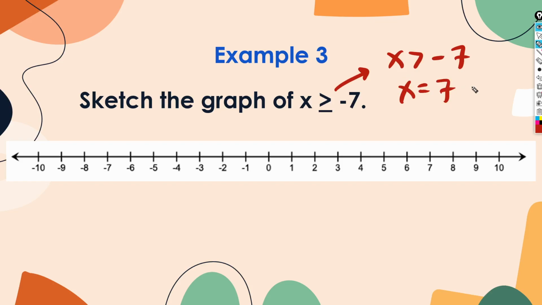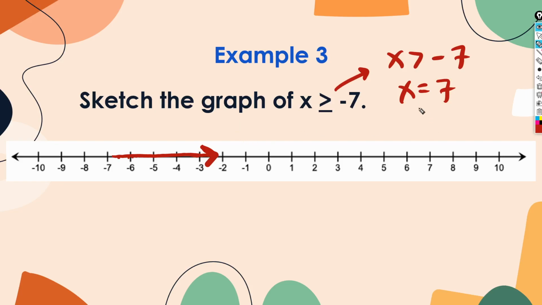So, ang tanong, pwede ka bang maging negative 7? Will you satisfy this inequality? And the answer is yes. Could you be greater than negative 7? Yes din. Which means, etong mga points na ito, greater than negative 7, kasama lahat yan. Which means I can draw again my arrow, my ray like this, and then my arrowhead pointing to the right.